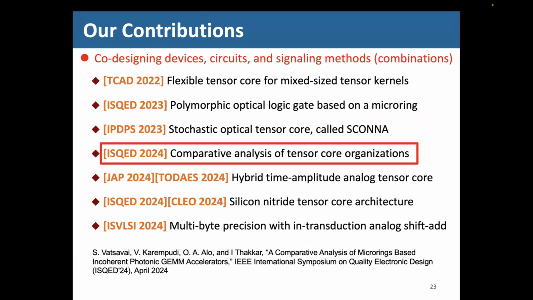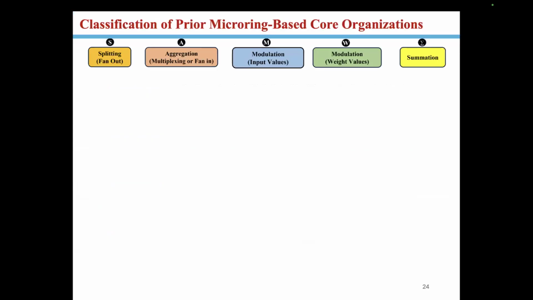Now, we also looked at, I'll try to quickly go through this idea. It turns out the way we organize this tensor core also impacts the parallelism, or the achievable size of the tensor cores, right? So we have looked at that as well. We have analyzed different classifications. We saw two kinds of classifications, and we have tried to expand that.